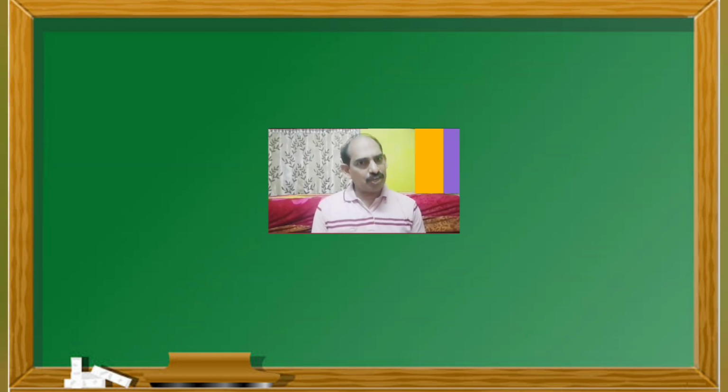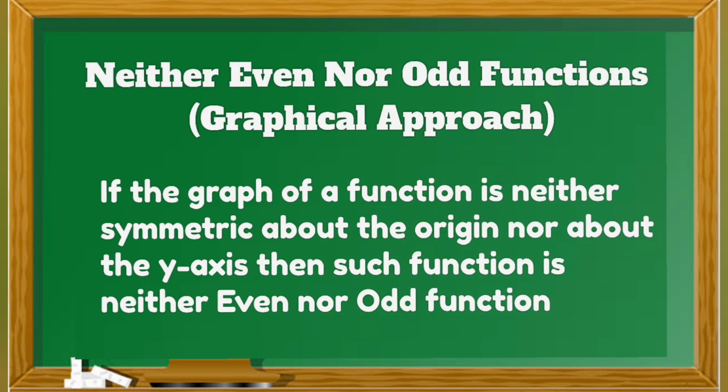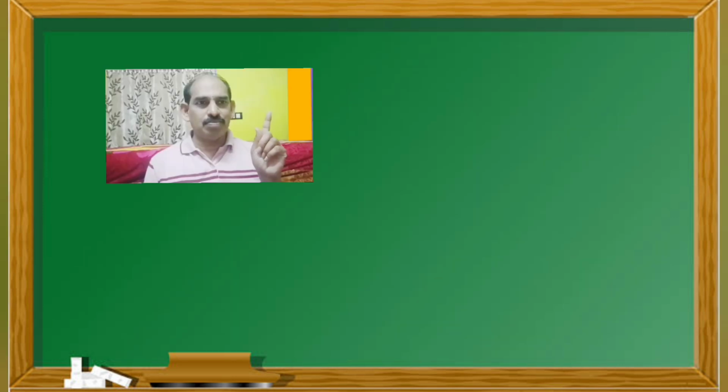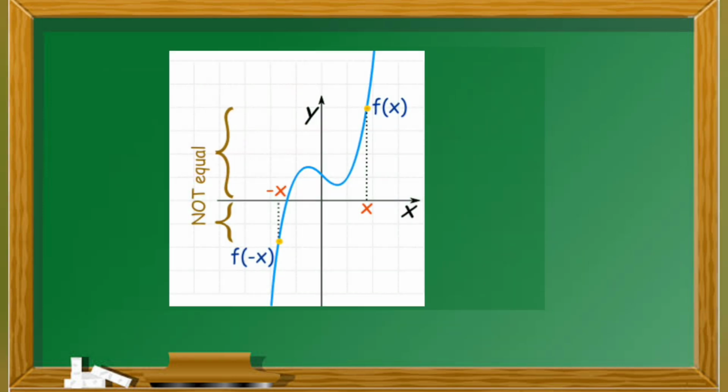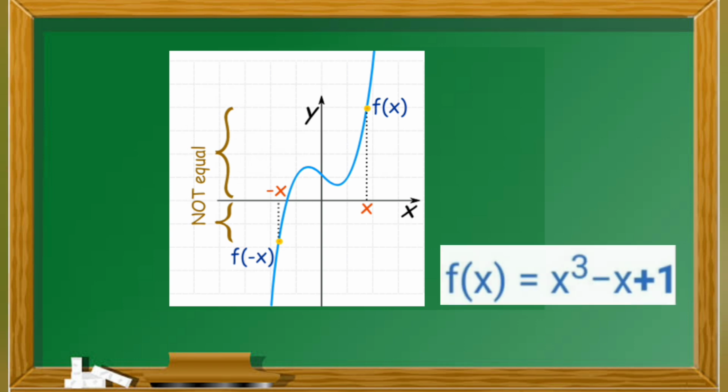Let's now discuss another case of functions which are neither even nor odd. If the graph of a function is neither symmetric about the origin nor about the y-axis, then such a function is neither even nor an odd function. Now let's look at the graph of f of x equals x cube minus x plus 1 to understand the concept of neither even nor odd.